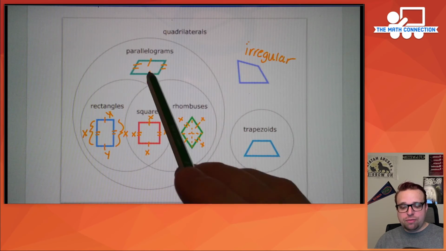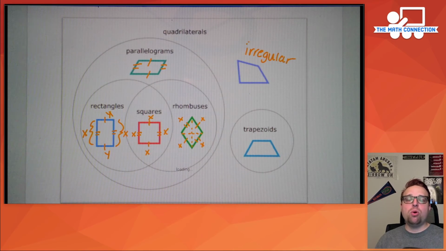The deeper that you follow this tree down here, the more and more criteria that you have in order for something to be considered that shape. And that's something that you'll run into a lot when we talk about geometry, like proving that certain shapes are a trapezoid, or they are a triangle, or they are a rectangle because of certain properties that those shapes have.